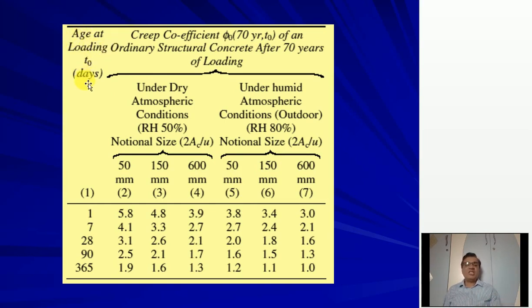Now in this table the creep coefficient value is given, and it varies according to the age of loading T0. So for one day, what are the values for 7, 28, 90 and 365, that is for 1 year. Now under dry atmospheric condition, that means when the relative humidity is 50%, and the second part is given when the relative humidity is 80%. So under relative humidity 50 and 80, under both the conditions the notional size is given, that is 50, 150 and 600, and for the intermediate values we can do interpolation. Well, so according to notional size and the atmospheric condition, we have to choose the creep coefficient from this table, substitute in the previous equation, and get the loss due to creep.